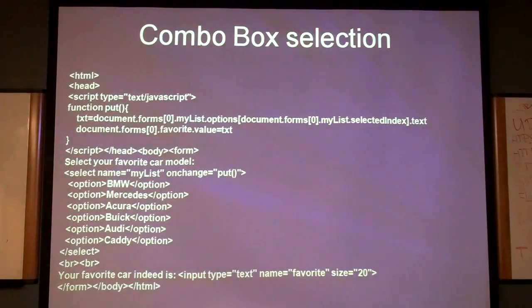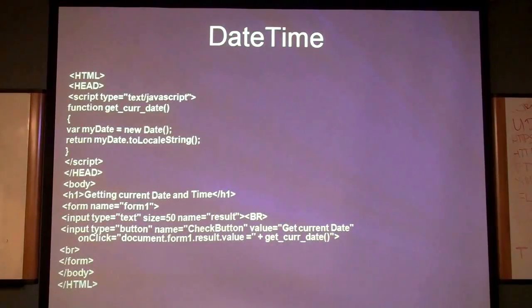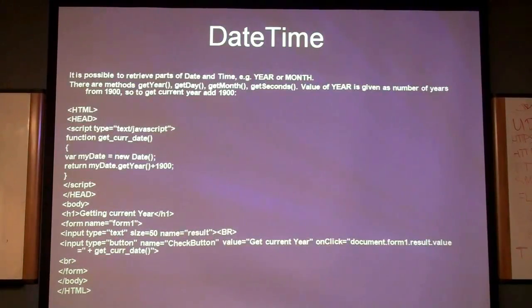So we skip this combo box selection because this is basically an illustration of how we can react when users change the combo box selection. Okay, date and time. We can operate with the date and time, and JavaScript supports that. We can get the current date and time from the computer where the script is running. The old version of JavaScript provides the year value as the year minus 1900. For example, if you try to get the current year, it will give you 112 rather than 2012. So in that case, you have to add 1900.